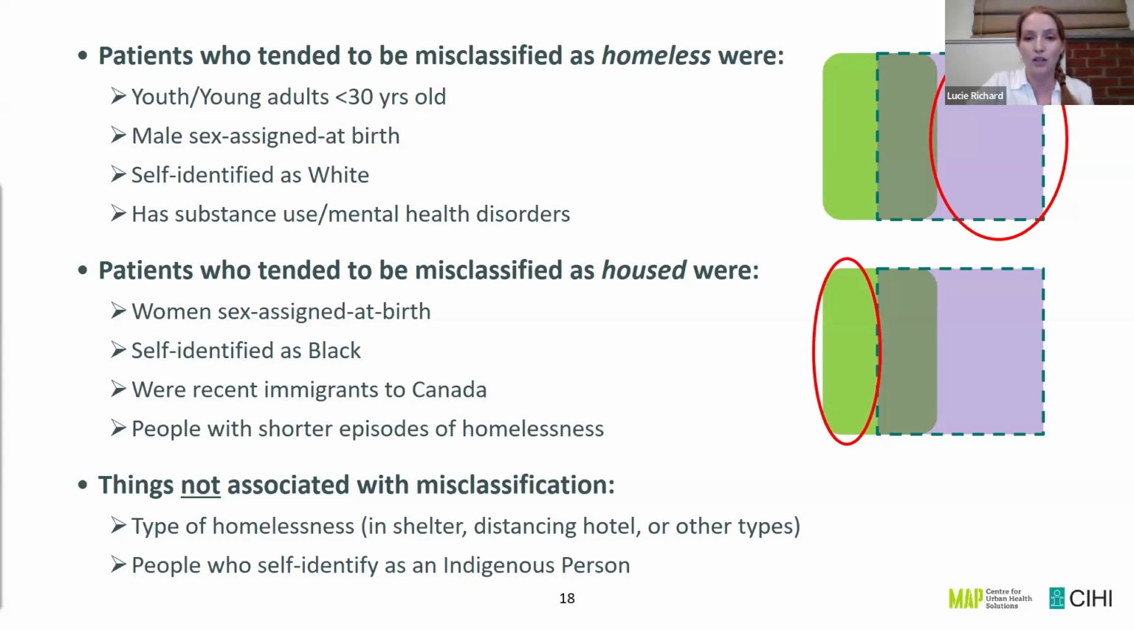Everything else that we could measure was not significantly associated with misclassification. And I've noted a few notable examples where this is actually a good news story. So things like type of homelessness or self-identifying as an Indigenous person, these things are not associated with whether you're more or less likely to be classified correctly.